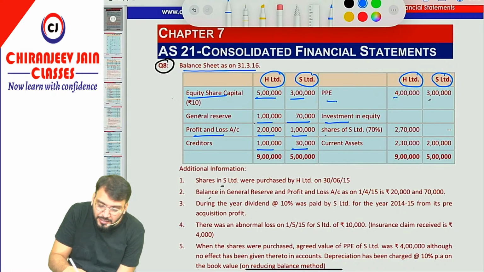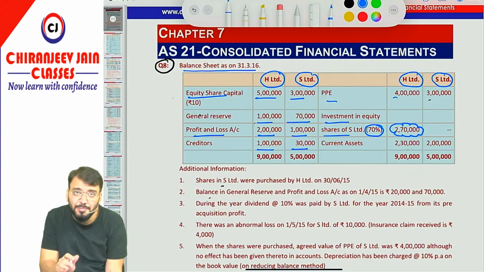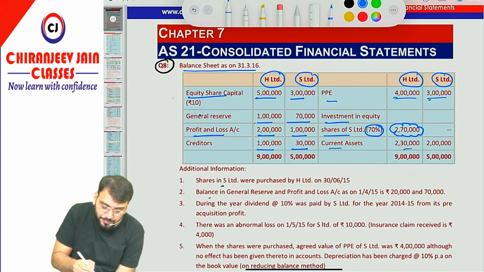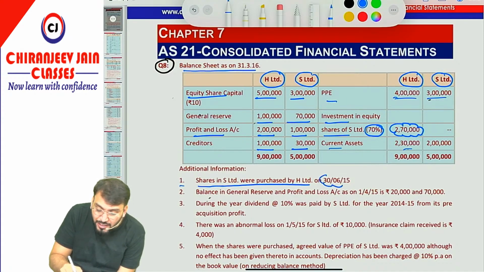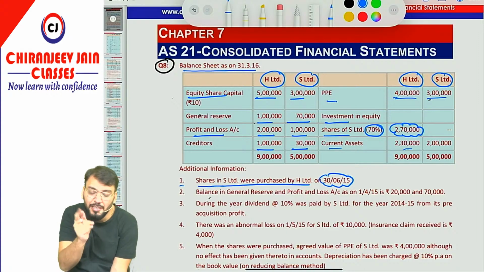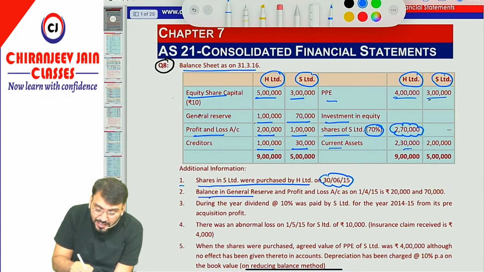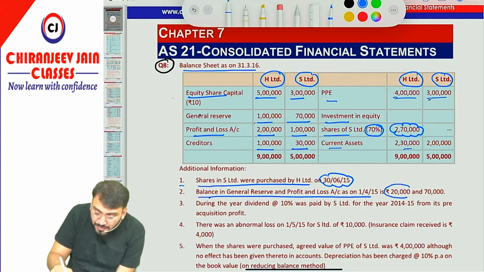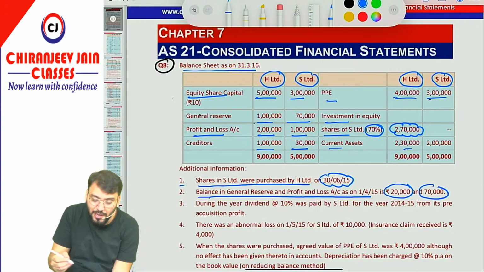PP: investment in shares, 70% they have acquired. So this is the carrying amount of investment as per AS 13, 4 lakh and 3 lakh. PP and current assets are given. Shares in S Limited were acquired on 30th June, which means during the year, so there will be some time allocation. Balance in general reserve and PL account on 1/4/2015: they have given the opening balance of general reserve and PL account, that is required.